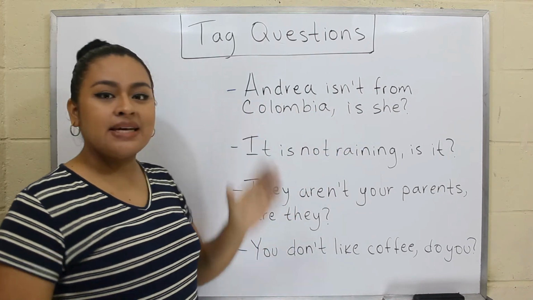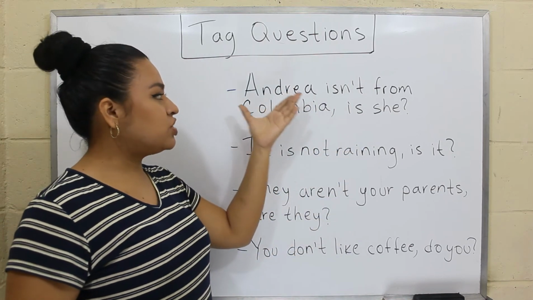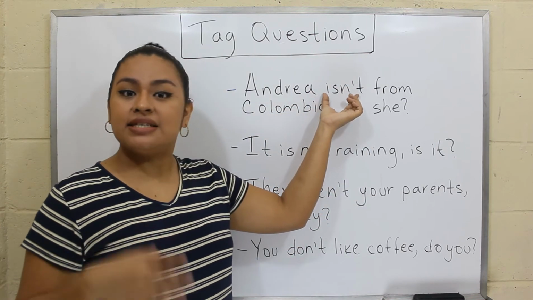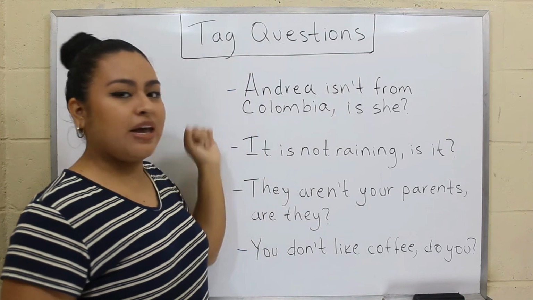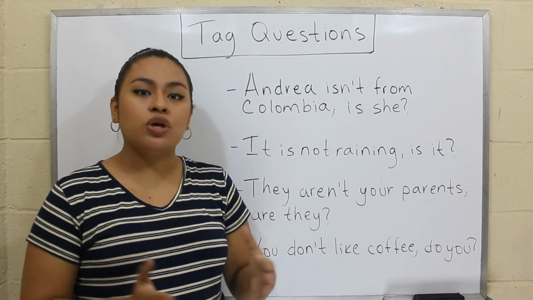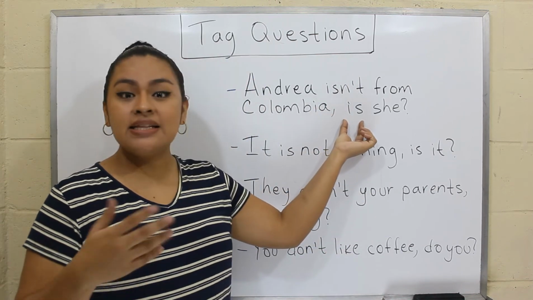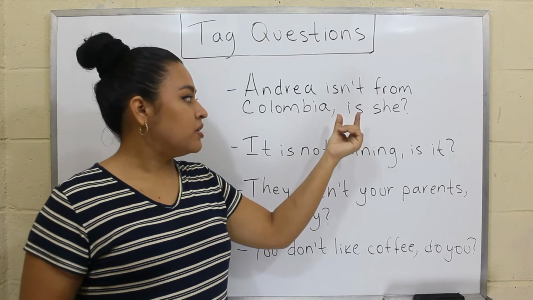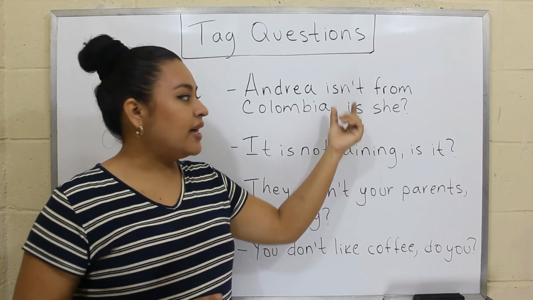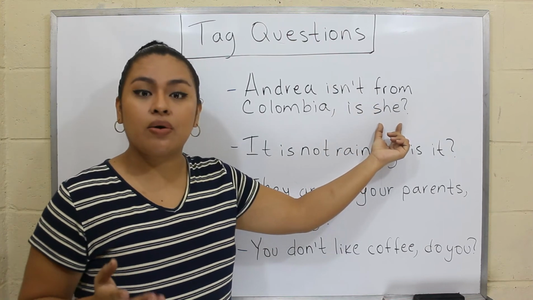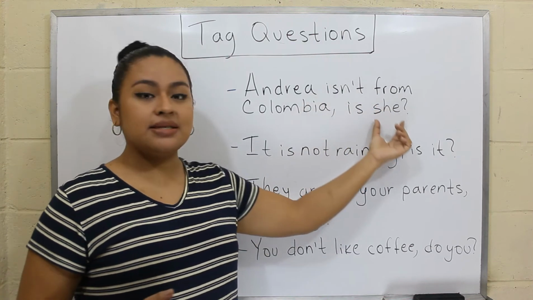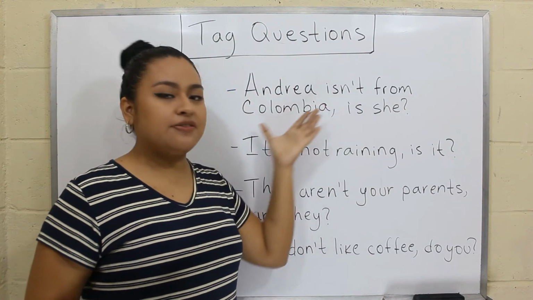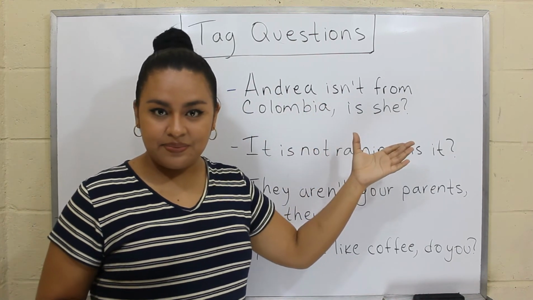In this case, the statement is, Andrea isn't from Colombia. We have the verb be in the negative form as a main verb. So it means that we will use the verb be in the tag, but in the positive form. So we get is, and then we have the pronoun equivalent, that in this case is she. So the result is, Andrea isn't from Colombia, is she?